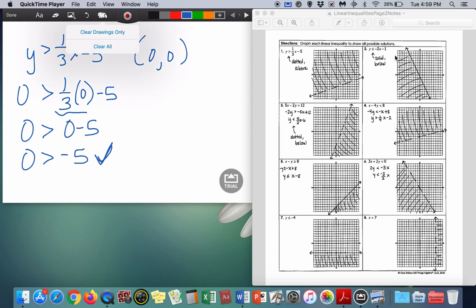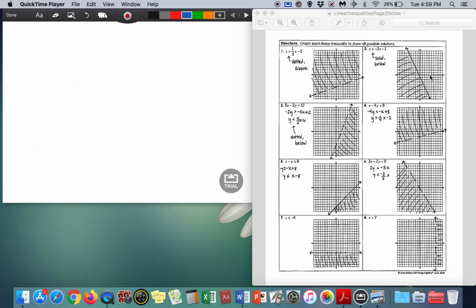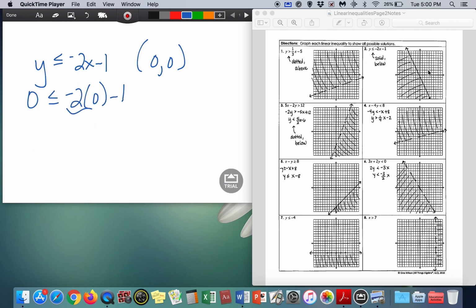And then I need to figure out which side to shade. So the origin is available. It's close to the line, but it's not on the line. So if I take this equation and I test the point 0, 0, but again, I could test any point as long as it's not on the line, it would look like this. So this would be 0 minus 1, which would be negative 1. 0 is less than or equal to negative 1. Well, that is not true. 0 would be bigger than a negative number.